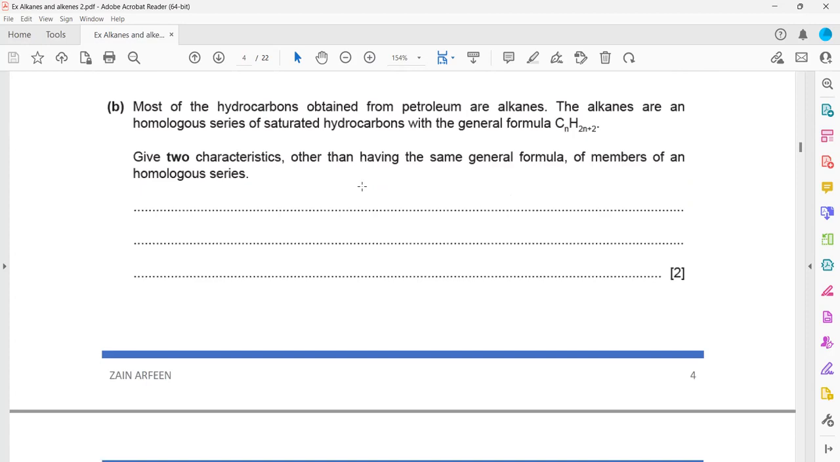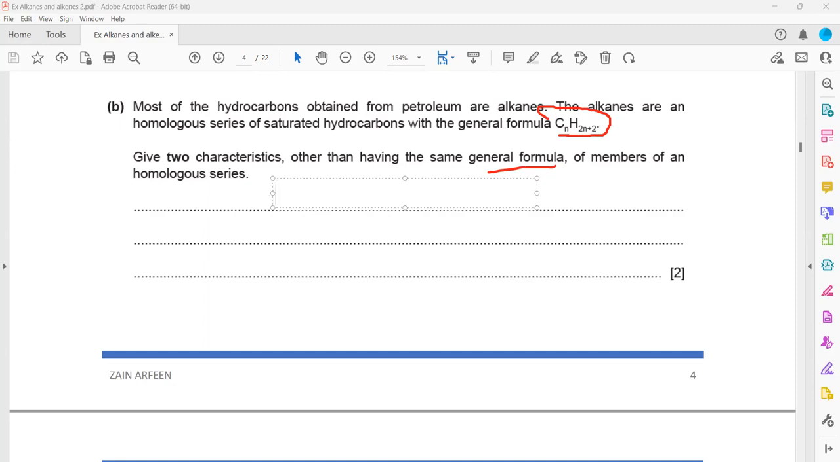Most of the hydrocarbons obtained from petroleum are alkanes. The alkanes are a homologous series of saturated hydrocarbons with a general formula of CnH2n+2. Two characteristics, rather than having a general formula, you have to learn: the characteristics of a homologous series. They have the same functional group, and similar chemical properties.